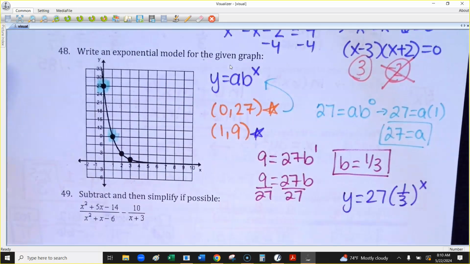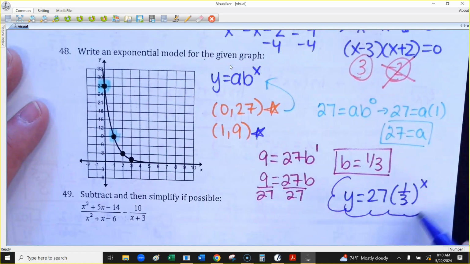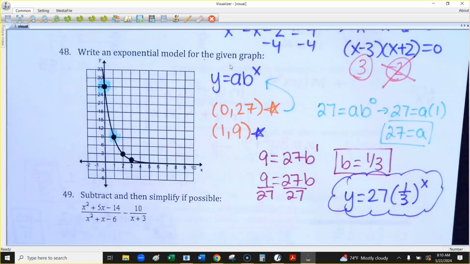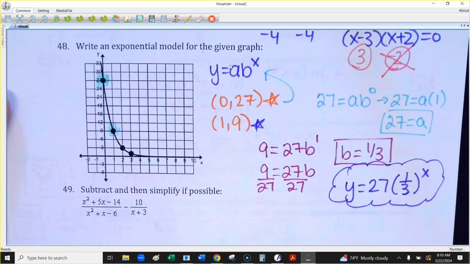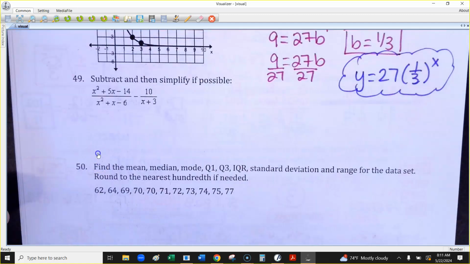And don't multiply the 27 and 1/3. They should say it's two separate pieces. Does anybody have a question? Okay, we're going to try and subtract these two, and then we're going to do one more question.